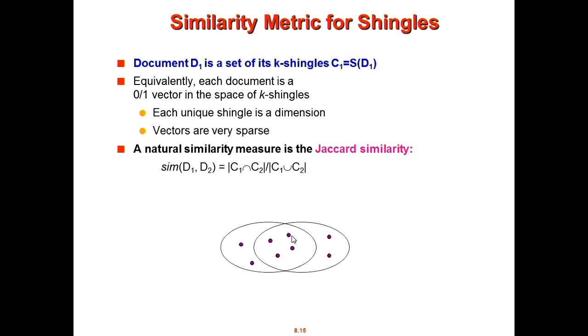For example, given two documents, assume that one document is mapped to a 6 k-shingle vector, and another one is also mapped to a 6 k-shingle vector. They have 4 k-shingles in common. So the similarity is 4 divided by 8, which is 0.5. So that's the similarity for the two documents.